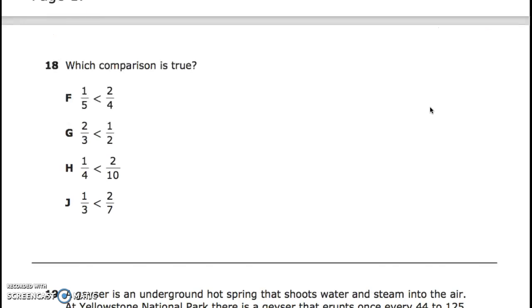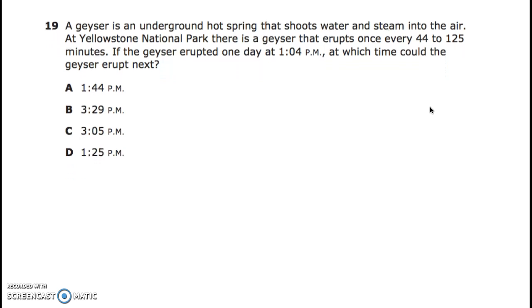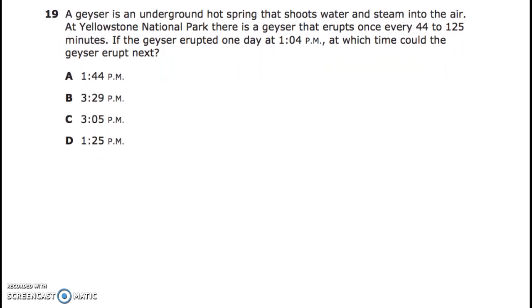Number 19. A geyser is an underground hot spring that shoots water and steam into the air. At Yellowstone National Park, there is a geyser that erupts once every 44 to 125 minutes. If the geyser erupted one day at 1:04 p.m., at which time could the geyser erupt next? Pause this video now to work the problem.